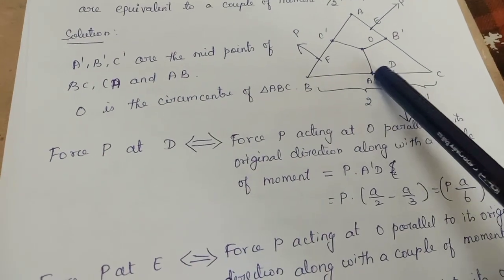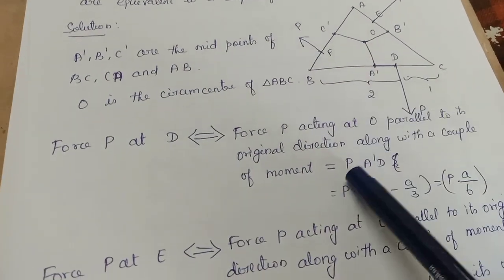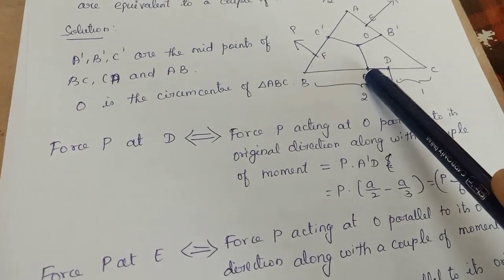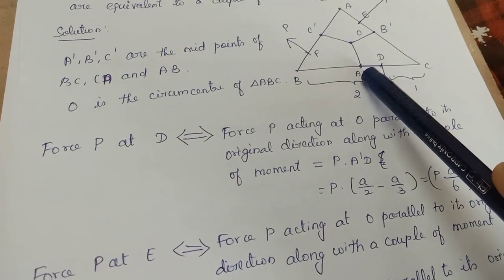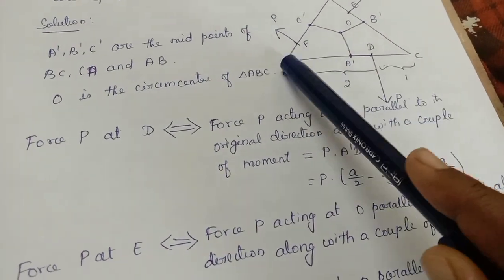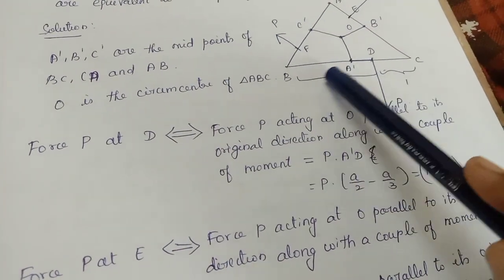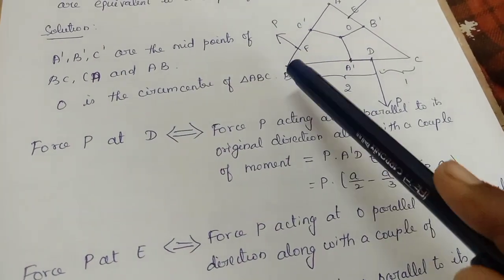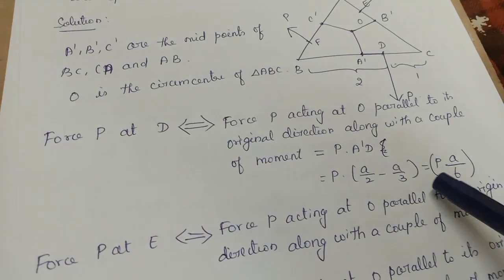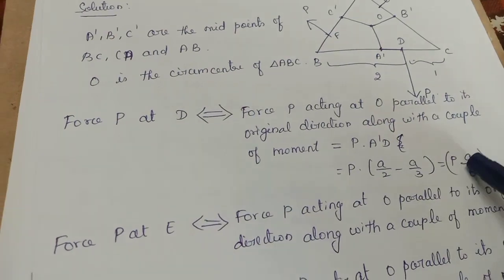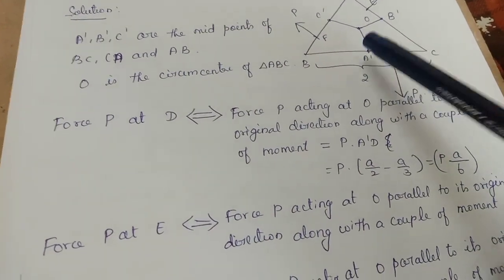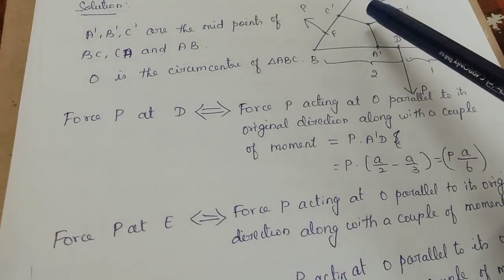Okay, right? So what is the perpendicular distance between them? A dash D. So P into A dash D. But what is this A dash D? Look at this. A dash is the midpoint, no? So this A dash D is given by, so this part is what? This part is 2:1 and this part is what? 1:1. So A dash D will be A by 2 minus A by 3. Okay, right. So this is equal to P into A by 6. So the single force is replaced by another single force together with a couple of moment P into A by 6 at the point O.